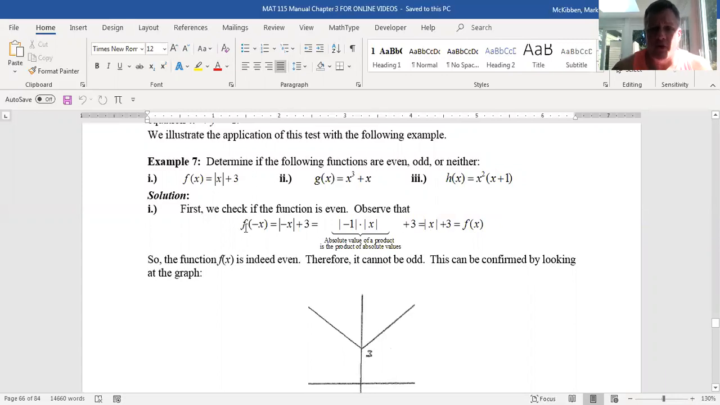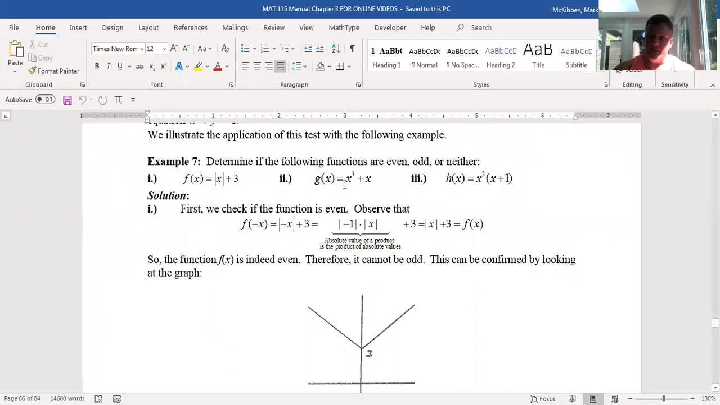And so what you've shown here is that f of negative x equals f of x, but that means the function's even, right? The minute it's even, it cannot be odd. You can't have a function be both even and odd, all right? And so the graph of this function actually looks like the absolute value of x, but then shifted up 3 units. Remember those translation results.